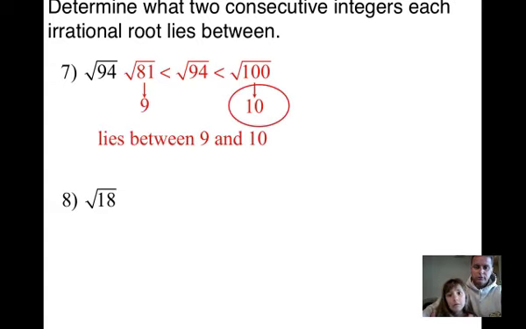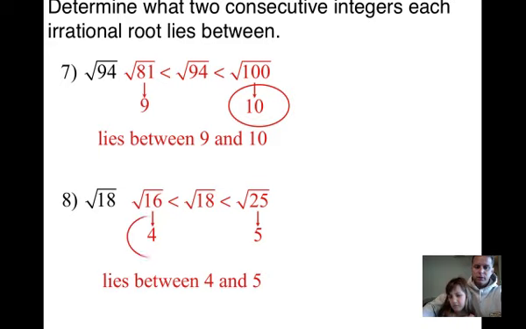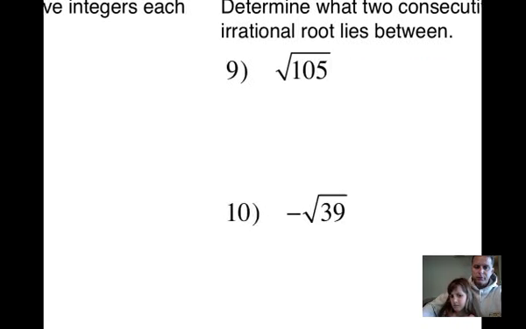By this time, you should be pausing and doing these on your own. I know I haven't been saying that, but please pause the video and try these on your own as you're going along. So for number 8, we have the square root of 18. That's going to be between the square root of 16 and the square root of 25. And it's going to be closer to the 4 than the 5, so we'll circle the 4 here.